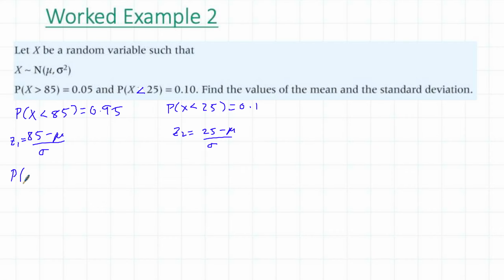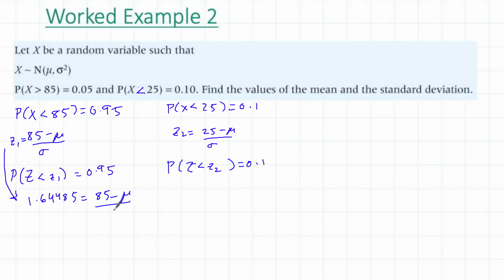And then we do the inverse norm. So I know that if Z is less than, this time not 85, if it's less than Z1, it should be equal to 0.95. And I know that if Z right now is less than Z2, it will be equal to 0.1. And then we do the inverse norm of these, and I compute what Z1 is on the calculator, and it will give me that Z1 is 1.64485 equals 85 minus mu over sigma. And in here, Z2 is negative 1.28155 equals 25 minus mu over sigma.